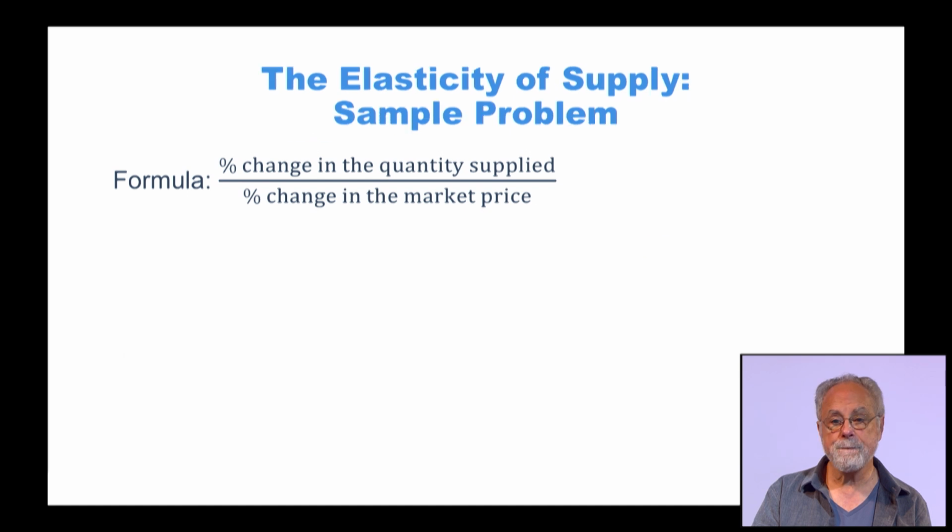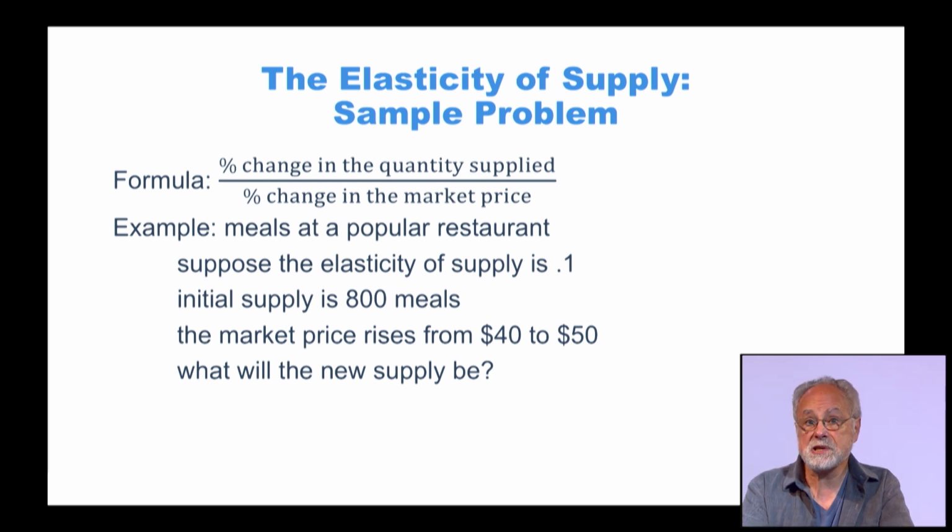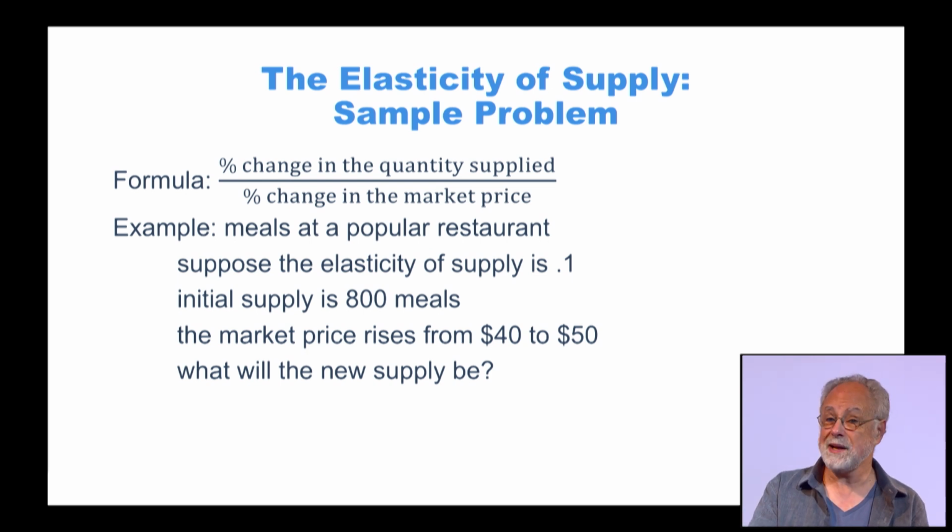Here's a problem. So we're going to start again with the formula, and let's suppose that the elasticity of supply, we're talking about meals at a restaurant now. Now we're not talking about campus dining service, but at a restaurant downtown. Suppose the elasticity of supply is 0.1. That's pretty inelastic, which actually makes sense because in the short term, it's difficult for a restaurant to vastly increase the number of meals it offers due to lack of seating and kitchen size and things like that.